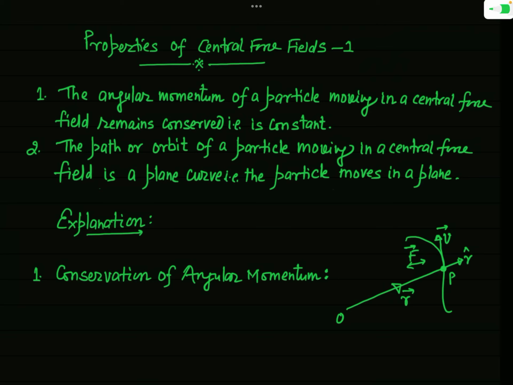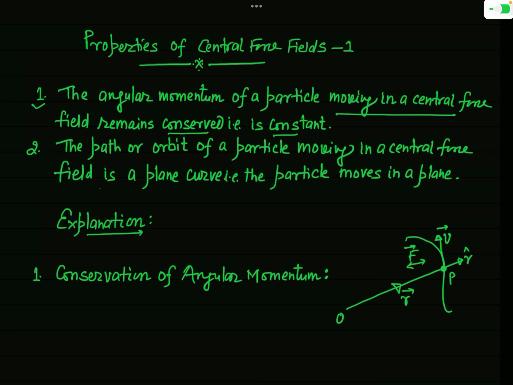The first property we mention here is that the angular momentum of a particle moving in a central force field remains conserved, that is, it is constant. It means whenever a particle moves in a central force field, its angular momentum will remain constant. As angular momentum is a vector, if it is constant, its magnitude and direction both will be constant. This is a very important property, and this fact is invariably used in developing the theory of central force field.